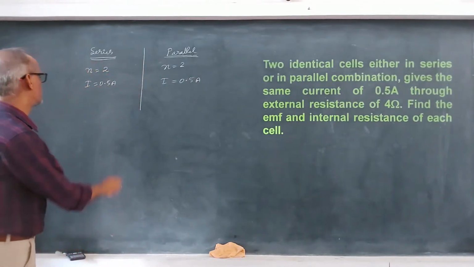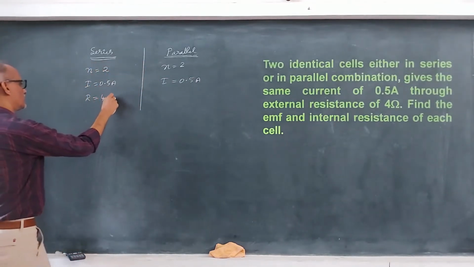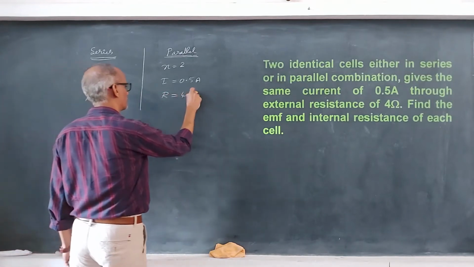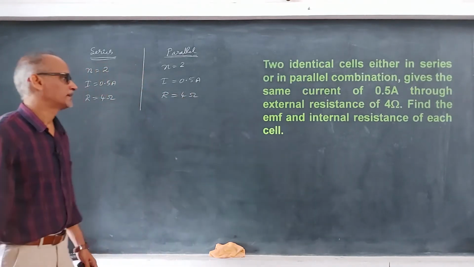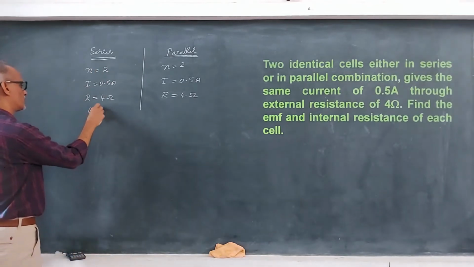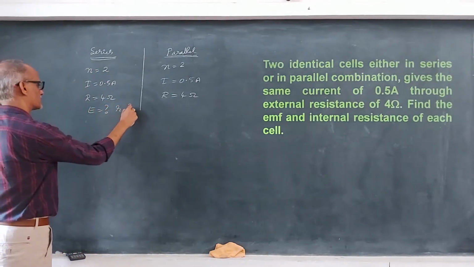Through an external resistance of 4 ohm. So capital R is 4 ohm. It's the same thing. Find the EMF and the internal resistance of the cells. We need to find EMF and the internal resistance.